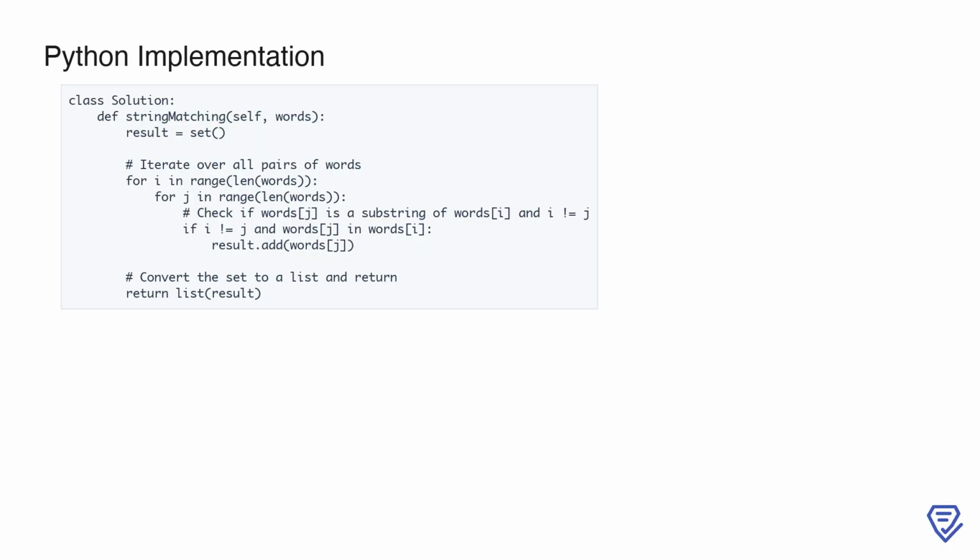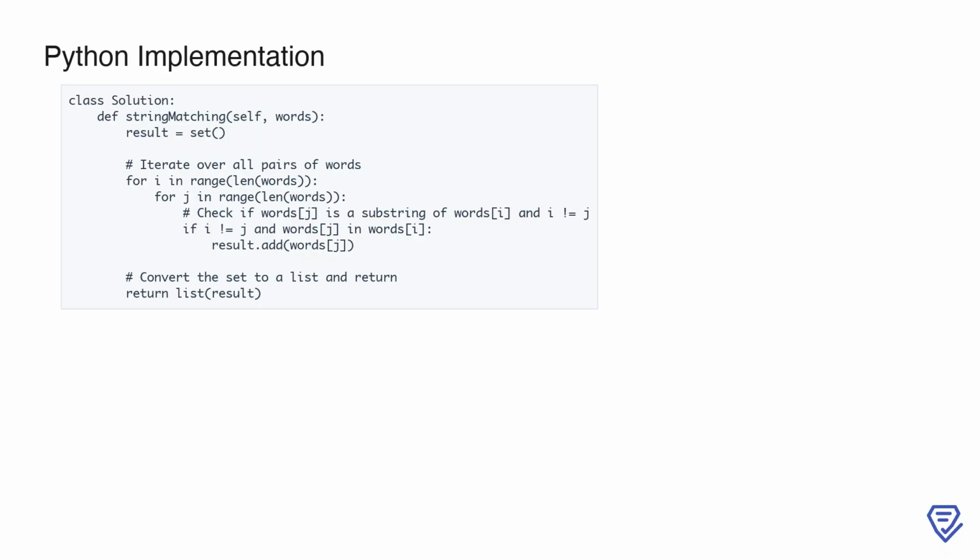Next, the code uses two nested loops to compare all pairs of strings in the words list. The outer loop iterates through the indices of words using i, and the inner loop iterates through the indices using j. For each pair of indices i, j, the code checks if words[j] is a substring of words[i], and ensures that i is not equal to j to avoid self-comparison. If the condition is satisfied, words[j] is added to the result set. After all pairs have been checked, the set result is converted to a list and returned as the output. This approach ensures that all valid substrings are identified without duplicates.